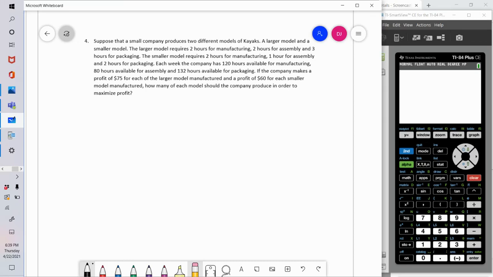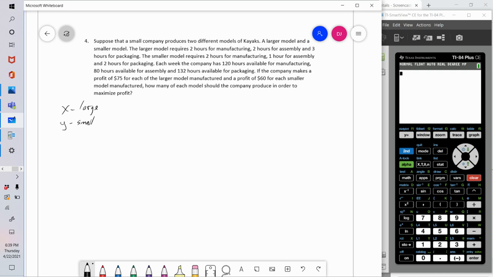Okay, so let's look at number 4. Suppose a small company produces 2 different models of kayaks. They produce a larger model, which I'm going to call X. So X is the larger model, and a smaller model I'm going to call Y. So Y is the smaller kayak. Same thing as the problem we did previously.